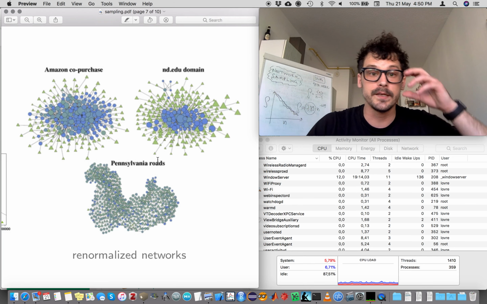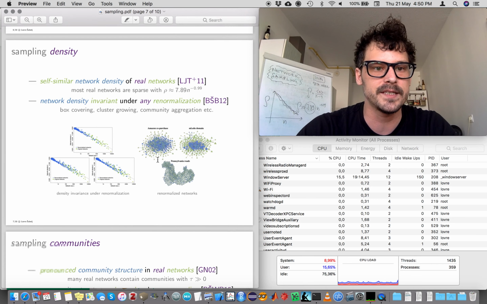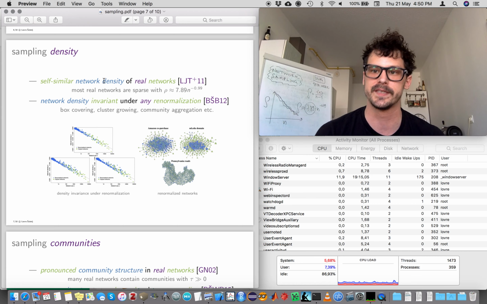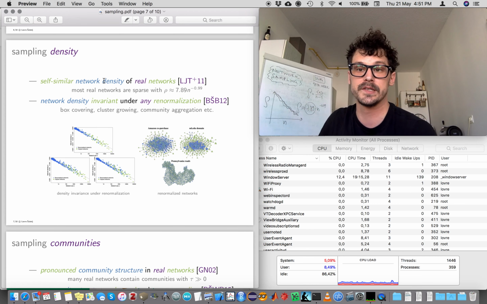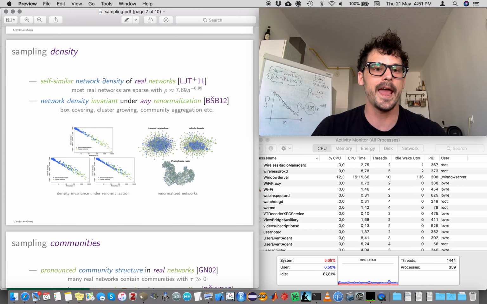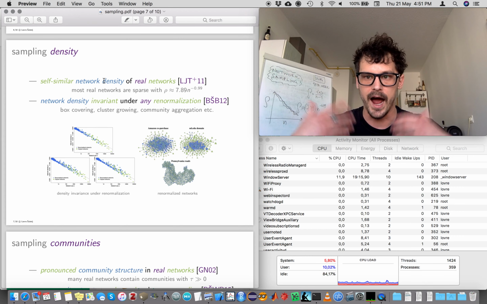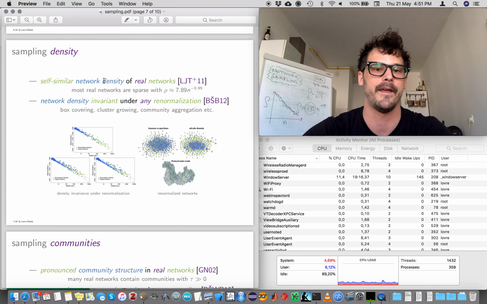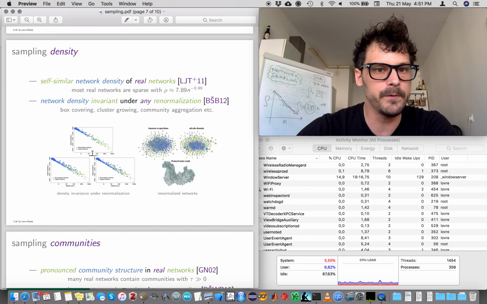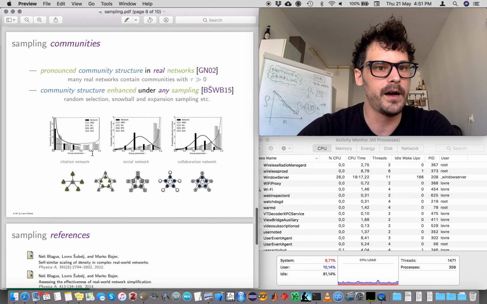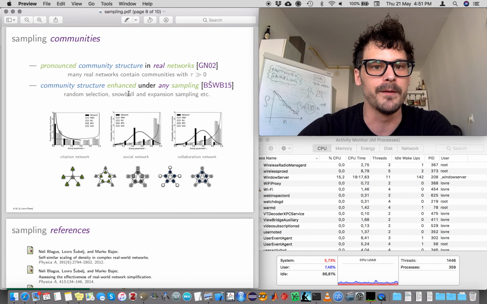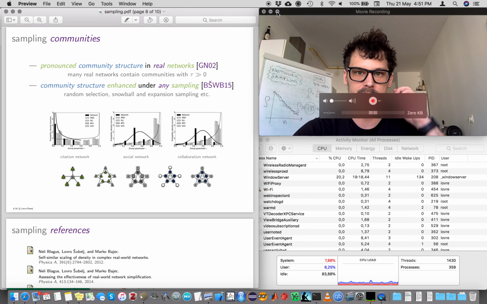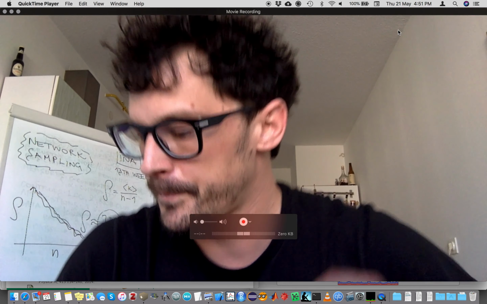Okay, so this is regarding the density. So the network density of real networks can be said to be self-similar. We follow some nice formula, and this is also retained after some renormalization, like for instance detecting communities and aggregating them. So if we go a step further, and talk a bit more about community structure, let me explain this on the blackboard.